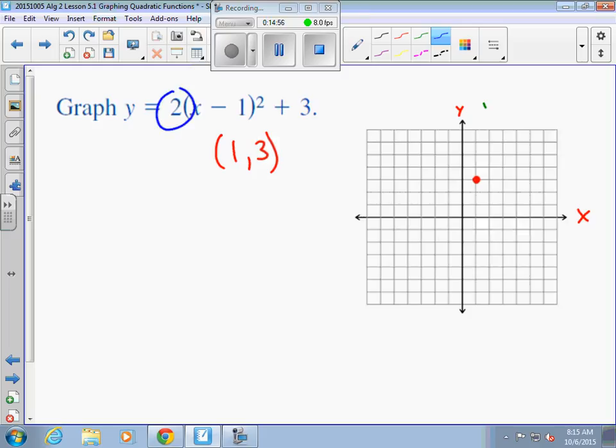It's this, 2. That's a positive value. So is this the bottom of the parabola or the top? Which way does it open? It opens up. So that's the bottom. So this one's going to go like this. So we have to determine exactly how it's going to go. So we have the bottom of the parabola.